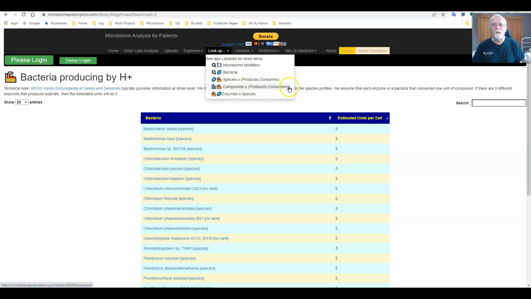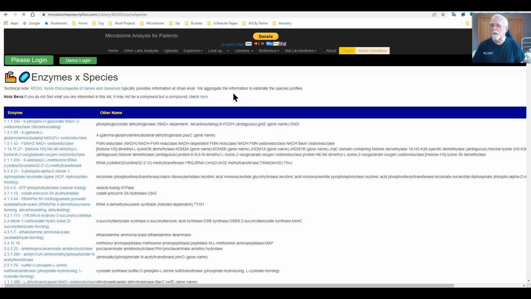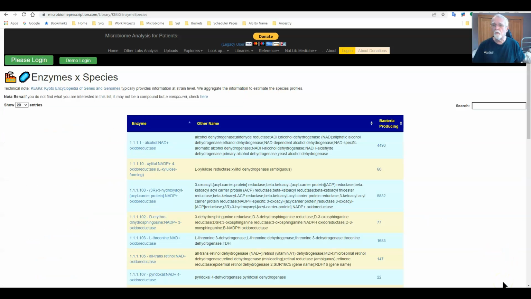So we have compounds and who produces and who consumes it. And we have enzymes here, which is simply a page. There it goes. And these are the enzymes to produce. Here's the name of it. Here are the alternative names. Sometimes when people look for a particular substance, they think it's a compound, and actually it's not a compound. It's an enzyme.